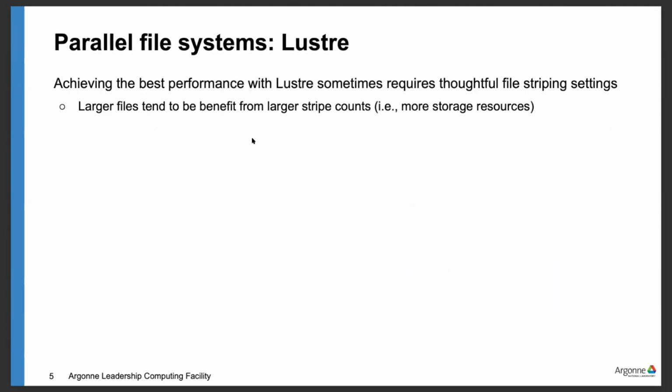So achieving the best performance with Lustre does require thoughtful stripe settings, which could be surprising to users who maybe just expect things to be automagic for them. Larger files tend to benefit from larger stripe counts, because that's basically allocating more storage resources for them.